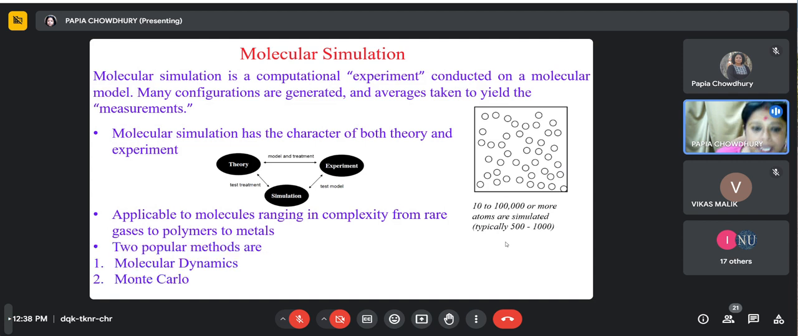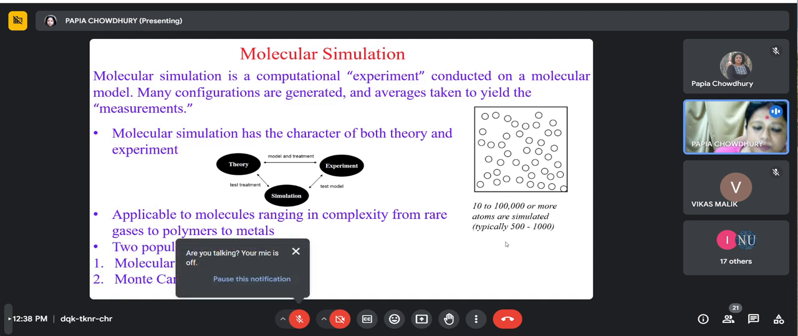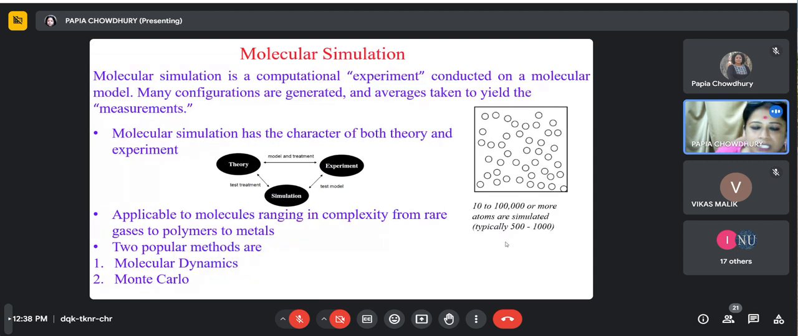There are many popular methods, but two are very important for molecular simulation. I think one of them has already been discussed by Professor Malik, that is the Monte Carlo simulation. And the next one which I am going to discuss with you today is molecular dynamics.